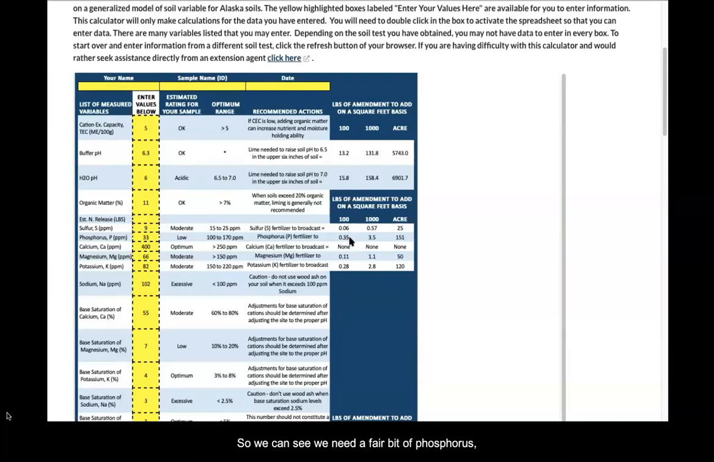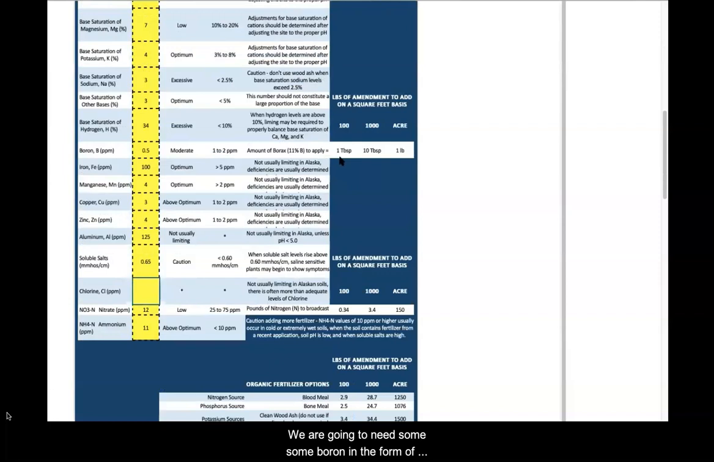So you can see we need a fair bit of phosphorus, a little bit of magnesium, and a fair bit of potassium. We're going to need some boron in the form of borax, and then also we're going to need some nitrogen. Okay, so what does this mean in terms of amendments?